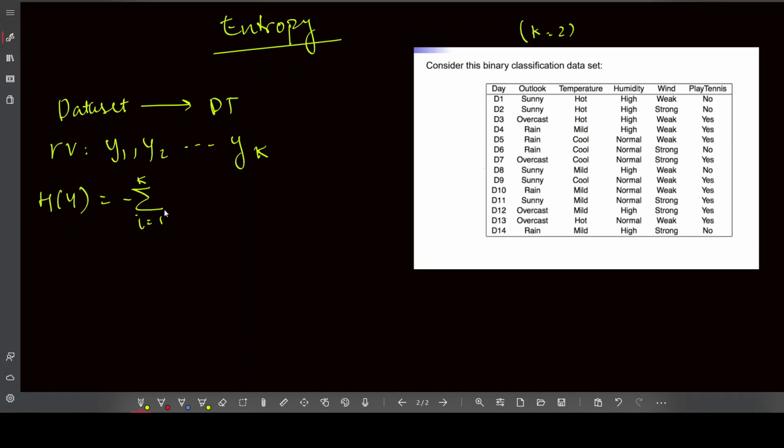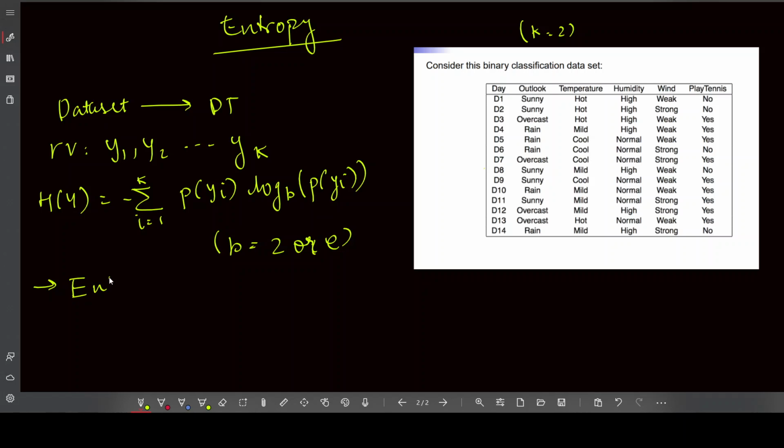But if you have a multi-class classification problem, then the entropy of the output variable y is given by the negative summation i equals 1 to k, probability of yi log to the base b of probability of yi. Now what is b? b is either 2 or e. If it's e, then it's called the natural log. But this is the formula for entropy. Now think of entropy as a measure of randomness. That's what you should remember, if it'll help you understand what entropy is.